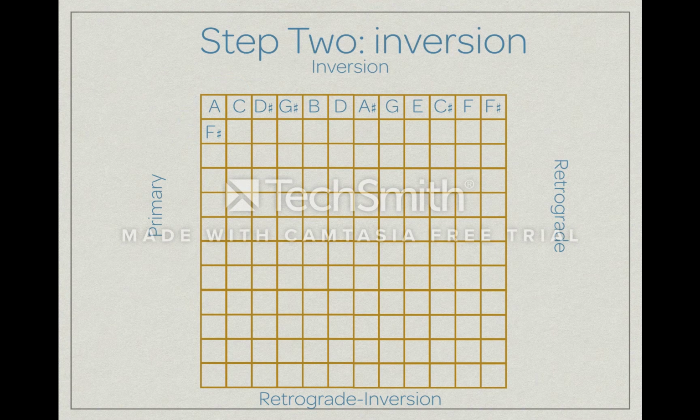Next, we'll look at the distance between our second pitch C and our third pitch D sharp. It's another minor third. So, to get the inversion, we'll want to find a minor third below F sharp. It's D sharp. To get from the D sharp to the fourth pitch G sharp in our primary row, we ascend a perfect fourth. So, we need to descend a perfect fourth for the inversion. That gives us A sharp.